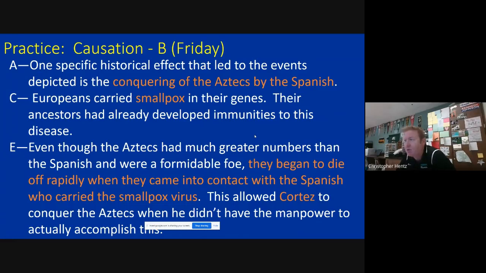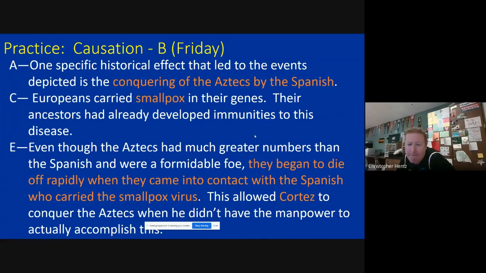Although the Aztecs had much greater numbers than the Spanish and were a formidable foe, remember, they were arguably as good as, or if not better, warriors. They began to die off rapidly when they came into contact with the Spanish who carried the smallpox virus. This allowed Cortez to conquer the Aztecs when he didn't have the manpower to actually accomplish this. So here you're showing a very complex understanding of that.